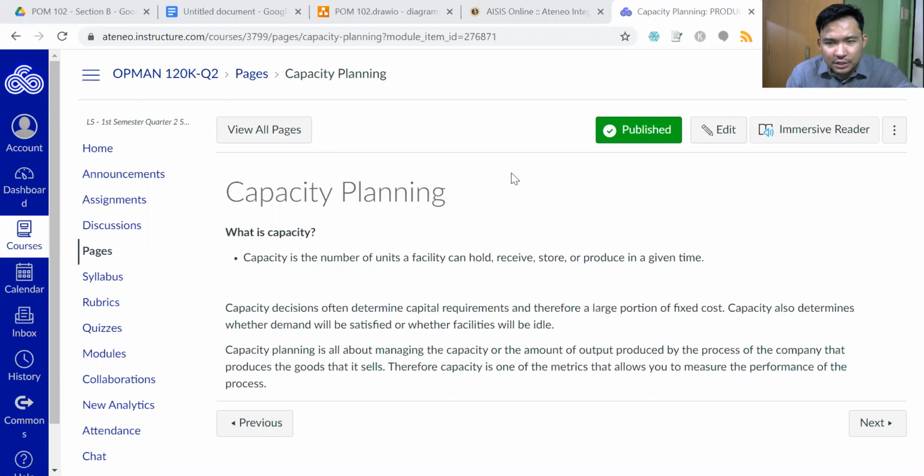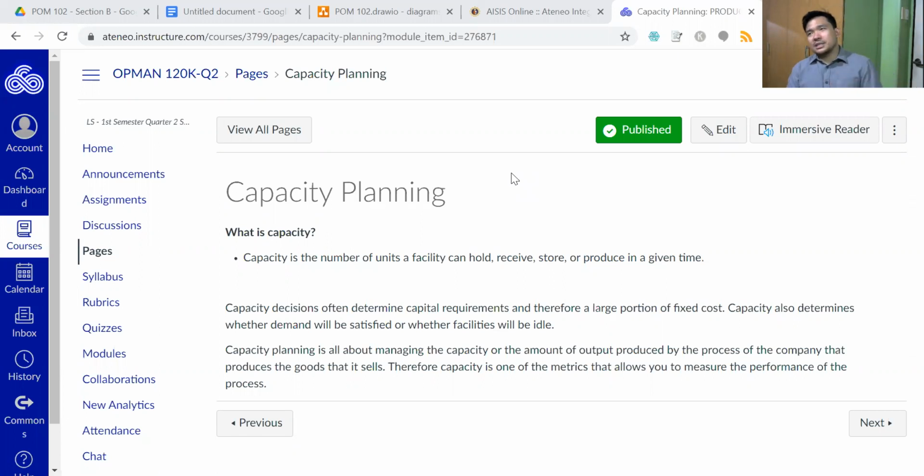Okay, so capacity decisions often determine capital requirements, therefore a large portion of fixed cost. Yes, so capacity also determines whether demand will be satisfied or whether facilities will be idle. So let's break this down a little bit. Capacity decisions often determine capital requirements.